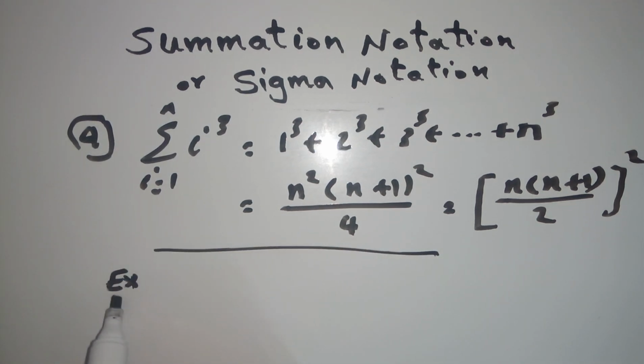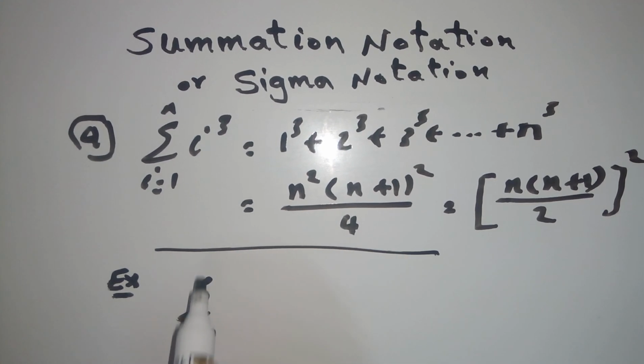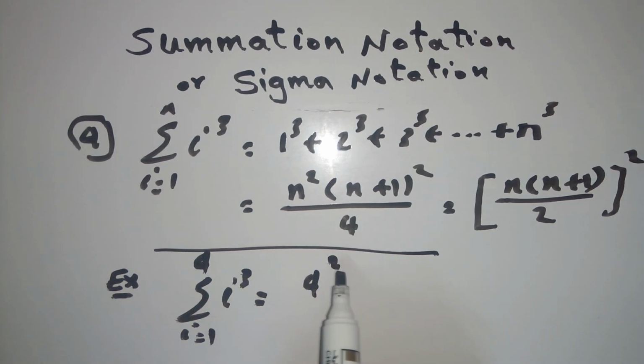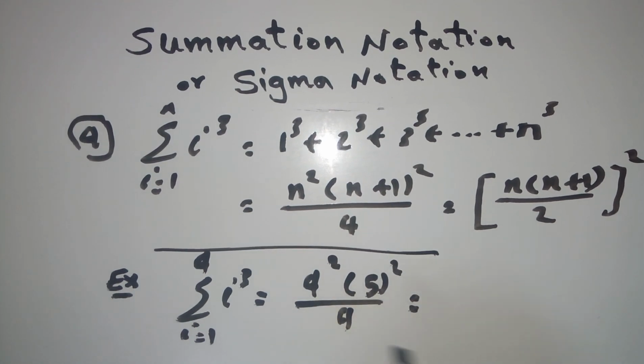For example, to apply this rule, the summation from i equals 1 to 4 of i cubed. It will be 4 squared, here 4 multiplied by 4 plus 1, which is 5 squared, divided by 4. 4 squared is 16, or 4 squared divided by 4 is 4. 5 squared is 25. 4 multiplied by 25 is 100.